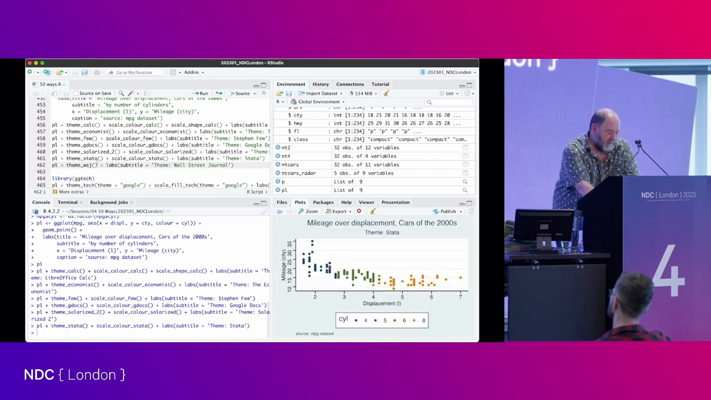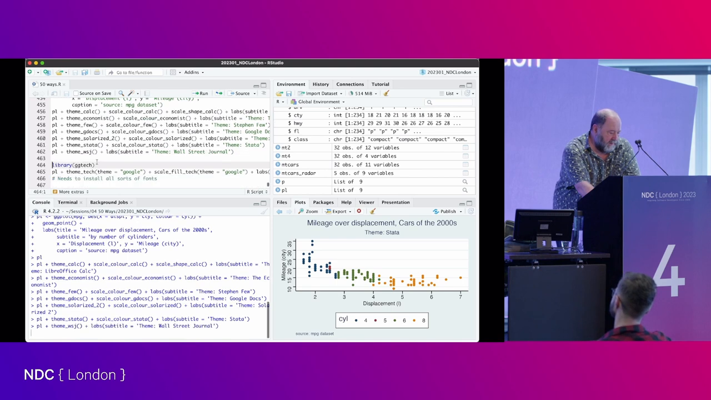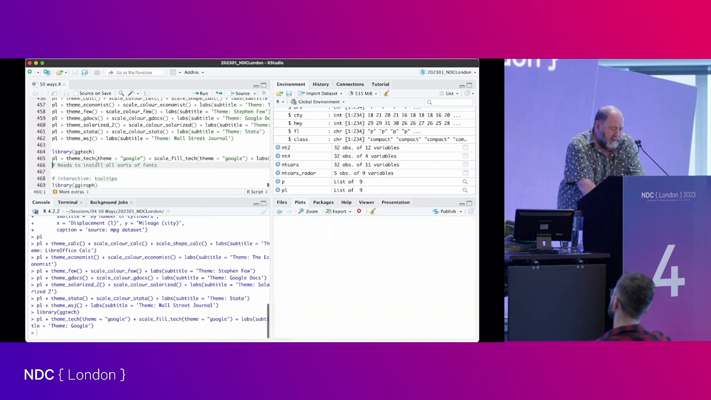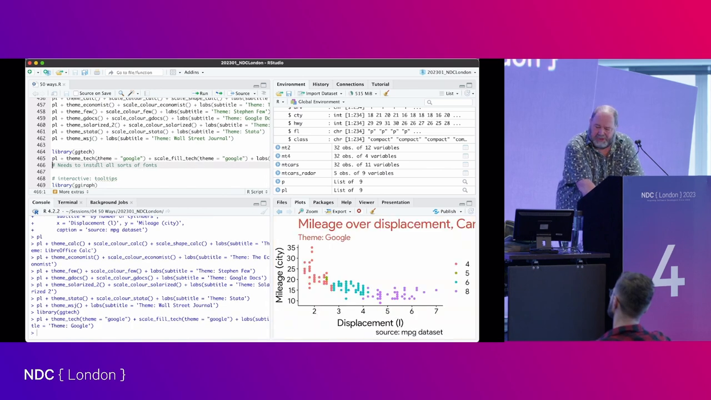Solarized theme. Stata, if anyone uses the Stata language, I know nobody. Wall Street Journal. And if you install some extra fonts there, you can make it look a bit Google-ish also.